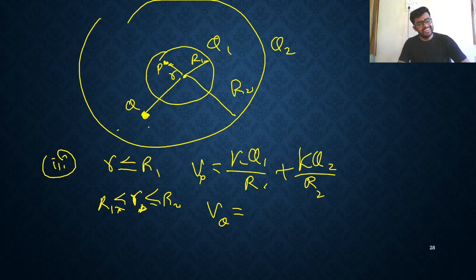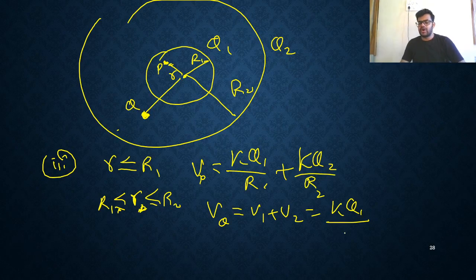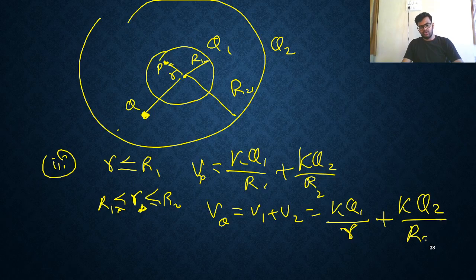So this point is inside the outer sphere, but outside the inner sphere. So I'll write that it is V1 plus V2. V1 will be what? KQ1, and the point is outside. So for an outside point, KQ divided by the distance from the center. So KQ1 divided by small r. Due to the outer sphere, that will be KQ2 divided by R2. Why? Because this point is inside the outer sphere. So you will get KQ2 divided by R2.